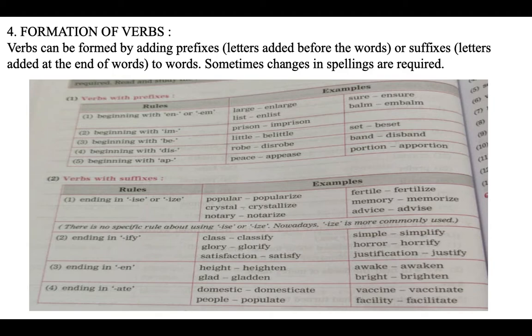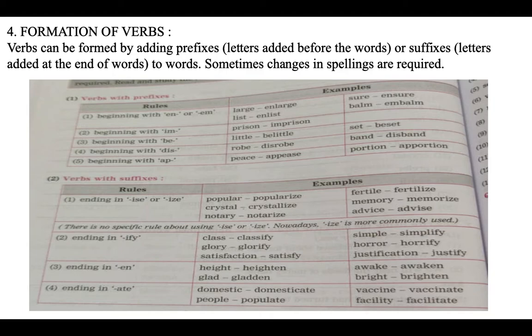Here you can add both prefixes as well as suffixes. A prefix is something that comes before the word. A suffix is what we add after the word. All right. First, starting with en or em. For example, large would be to enlarge. List would be enlist. Balm would be embalm. They embalm bodies, you know, when they are mummifying them. All right. Beginning with im, prison and imprison.